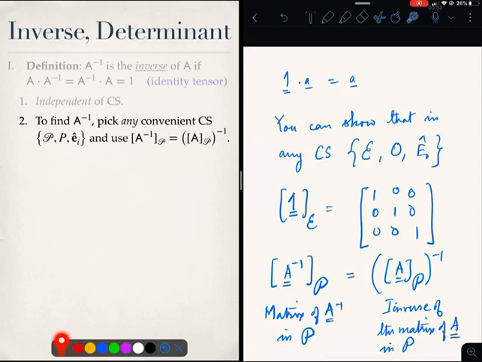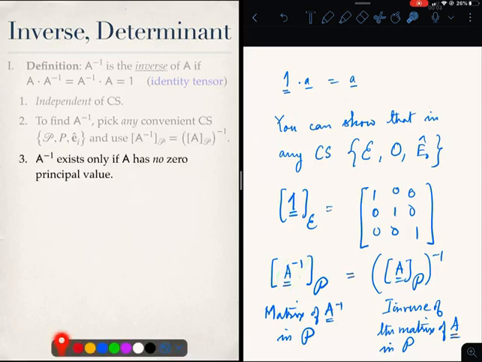Once I have the matrix of A inverse in P, I can use a formula that we are going to do later to find the tensor in any coordinate system I wish to find it. Okay, so that is the inverse. Another thing that you may already know, which carries over from matrix algebra, is that A inverse will only exist if A has no zero principal value. There are going to be no tensors in this course which are not invertible. I have just given you this information just to connect it with knowledge you already have.